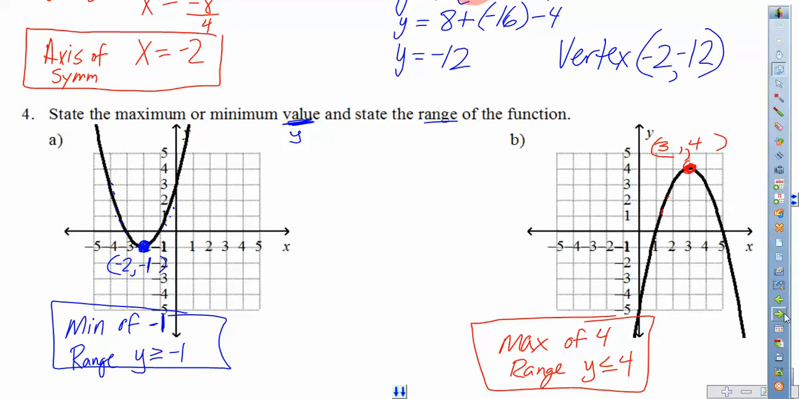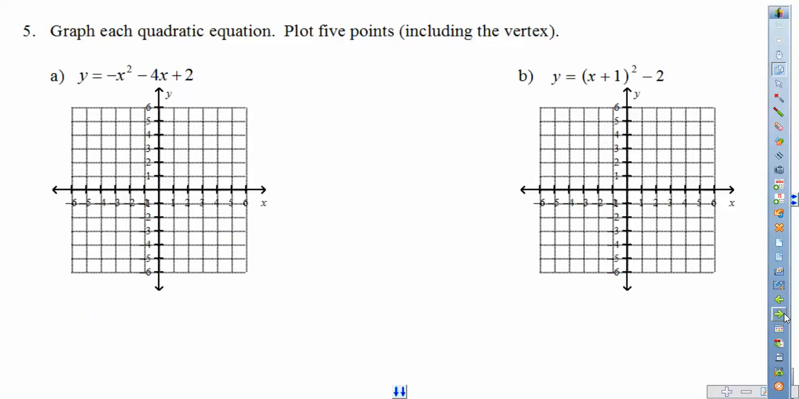Okay, let's continue. Let's graph some quadratic functions, or quadratic equations. Plot 5 points, you guys know all about that. Let me look over here at B. When B is in vertex form like this, remember, vertex form, these are awesome. We have 1, and then we have our H and our K, so our vertex on this guy needs to be at opposite, so -1, and then -2. So 1 to the left and 2 down, there's our vertex right there.